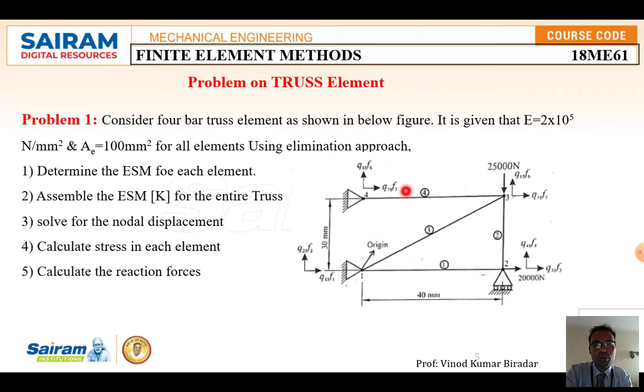Now, after understanding the problem, one more thing is that the forces are also given. The vertical force corresponds to degree of freedom 6, so F6 is given. If the direction of the force is this way, consider a negative sign; outward means consider a positive sign. One more force is given at the third node, so F3 is given. The forces are 20,000 Newton and 25,000 Newton, that is F6 and F3.